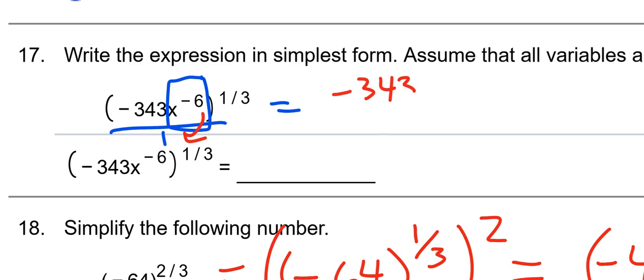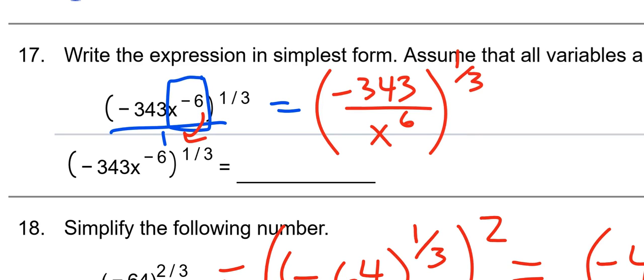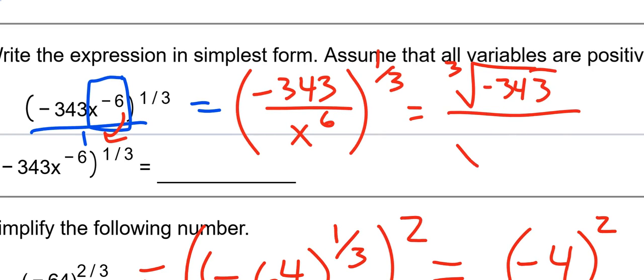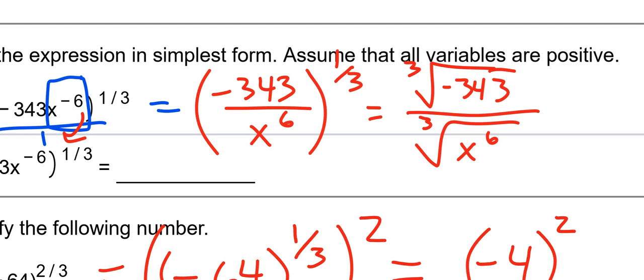So we've got negative 343 on the top, but now x to the 6th is on the bottom. What root are we talking about here? What root? A cube root, right? So this is the cube root of negative 343 and the cube root of x to the 6th. You can simplify the top and the bottom, and you need to do both.